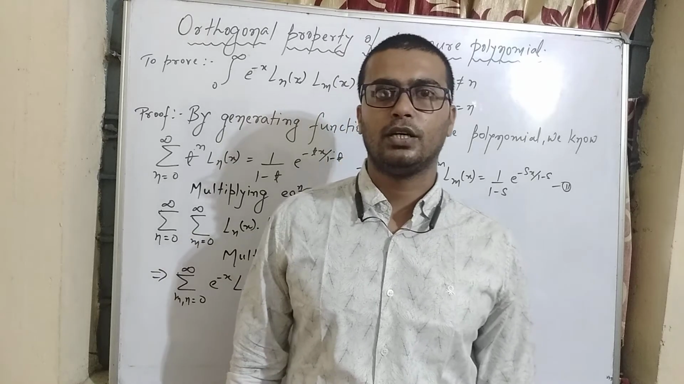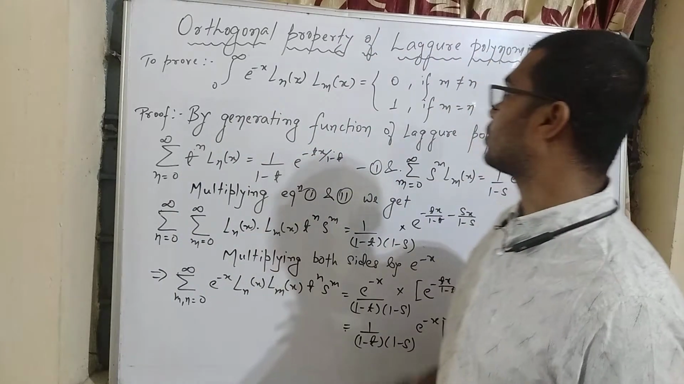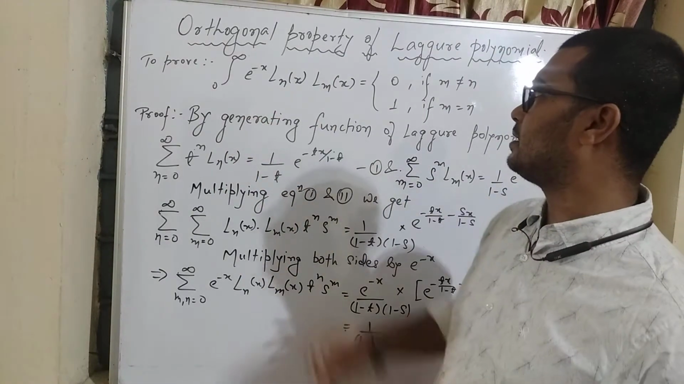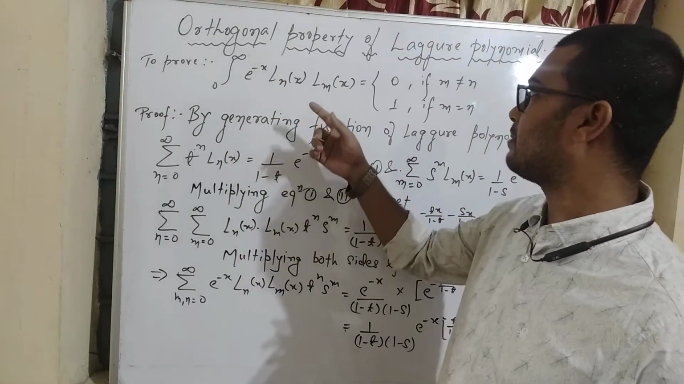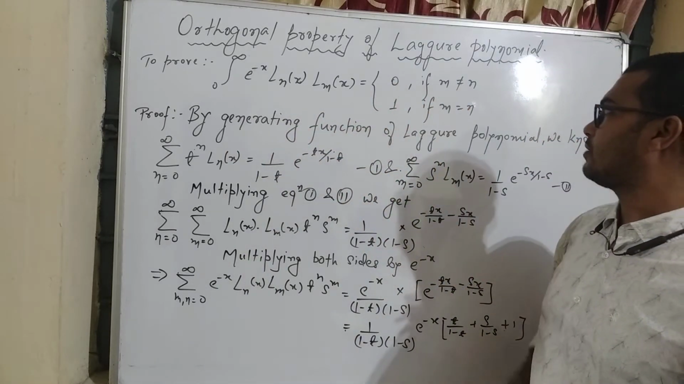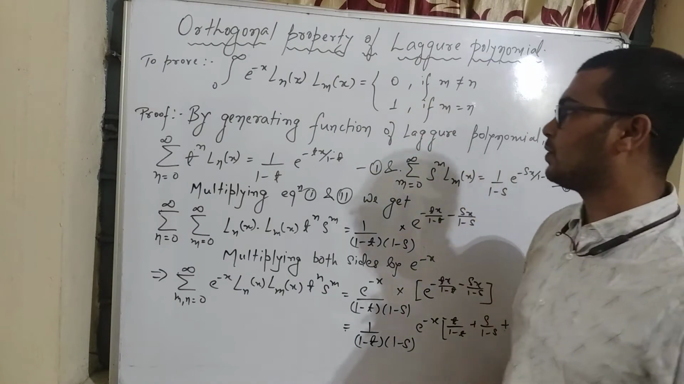Good morning friends. Today we'll study the orthogonal property of Laguerre polynomials. Today we have to prove that the integral from 0 to infinity of e to the power minus x Ln(x) Lm(x) dx is equal to 0 if m is not equal to n, and 1 if m is equal to n.